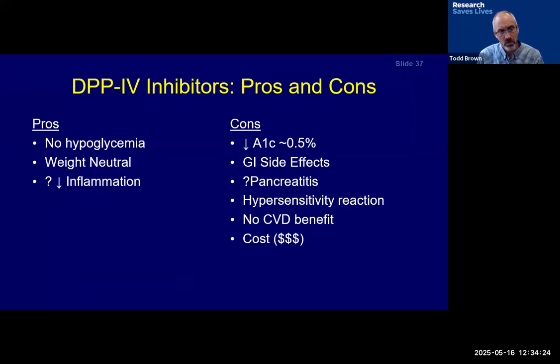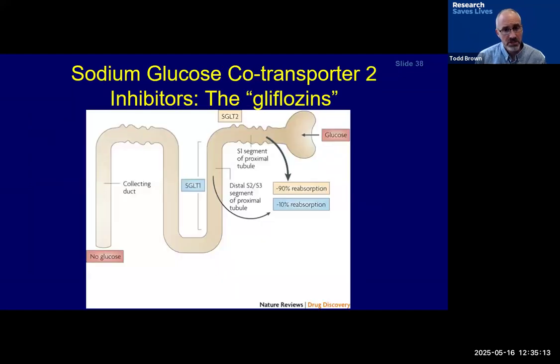So just as far as the DPP-4 inhibitors, not used as much. No hypoglycemia, which can be very useful. Pretty weight neutral, some effects on systemic inflammation. This was studied specifically in people with HIV, so there's a decrease in soluble CD14. The A1C lowering is a little wimpy, about a 0.5 decrease. Some GI side effects, but pretty mild. Some pancreatitis increased risk, but it's controversial. There is a hypersensitivity reaction that people can get. It's been tested, and none of these drugs showed a cardiovascular benefit in the same kind of cardiovascular outcome trials. If that had been different, I think we'd be using a lot more of these drugs, and they are quite expensive.